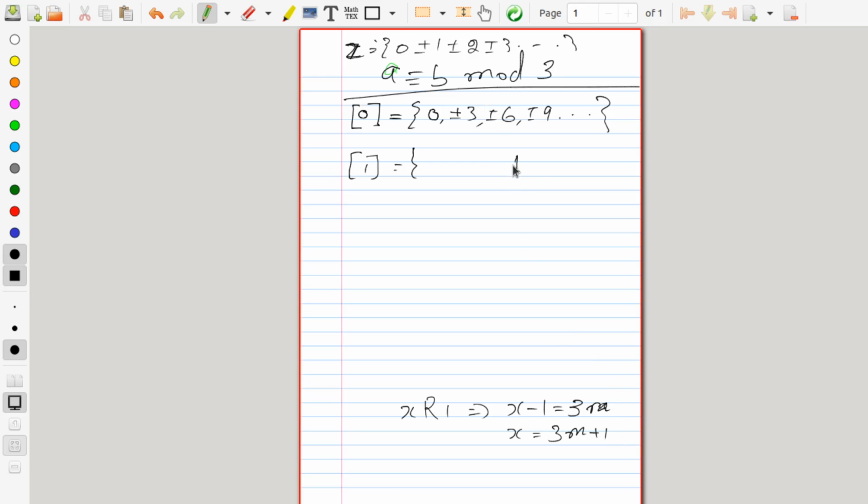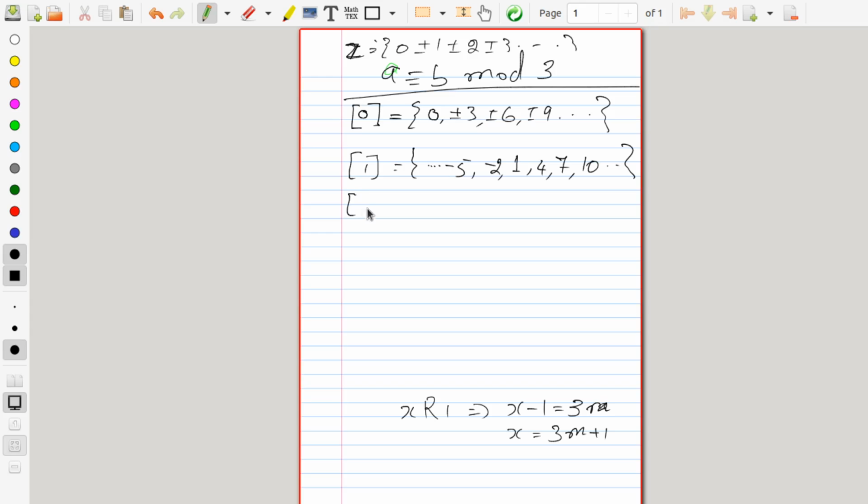So it is 1, then 3 plus 1, that is 4, 6 plus 1, 7, 9 plus 1, 10, and so on. And in a similar way, it is minus 3 plus 1, that is minus 2, minus 6 plus 1, that is minus 5, and so on. So these are the elements in the equivalence class of 1.